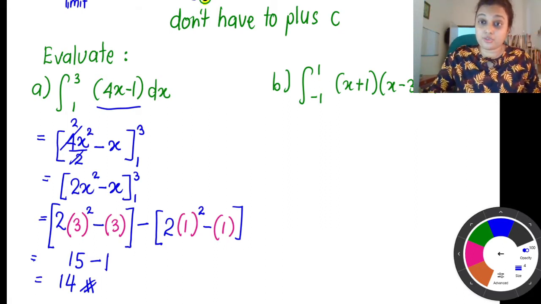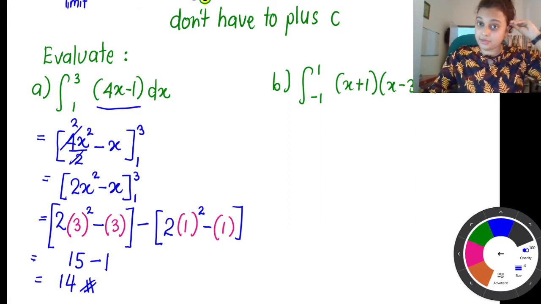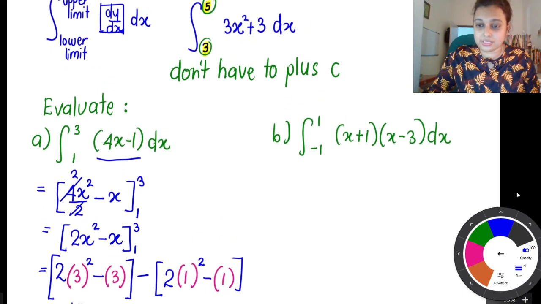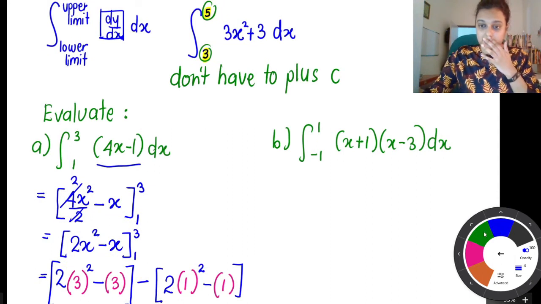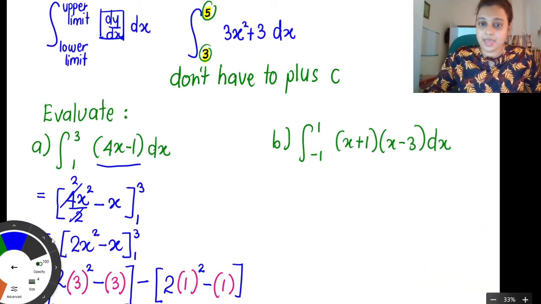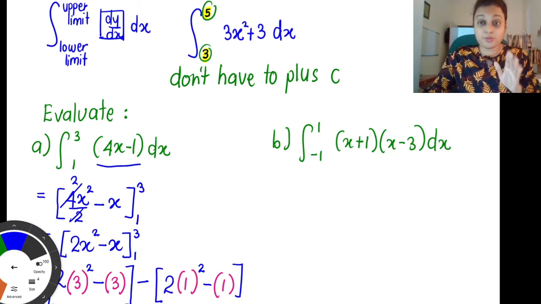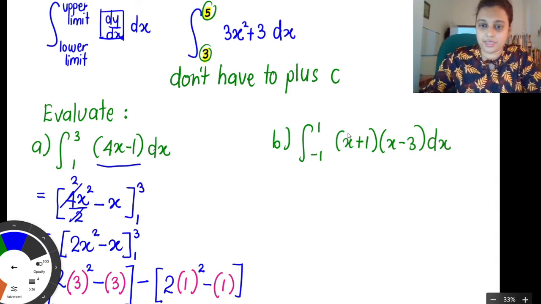Now let's go to the next part, B. Let's try B. I think you cannot see, like this better. In B we have two brackets here. When you have two brackets here, how to do the integration? You expand it, so easy for you. So we expand like this.